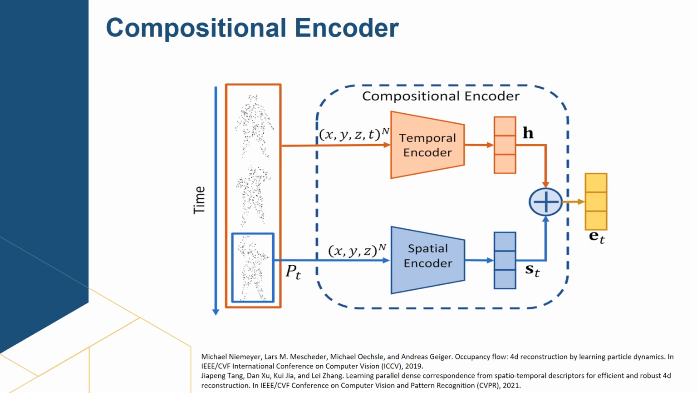Our compositional encoder includes a temporal encoder and a spatial encoder. Inspired by Occupancy Flow and LPDC, we adopt the parallel ResNet variant of PointNet for both the spatial and temporal encoder. These encoders are basically similar in their architectures. The only difference is that the spatial encoder processes one point cloud P_t at a time, while the temporal encoder acquires the whole point cloud sequence.